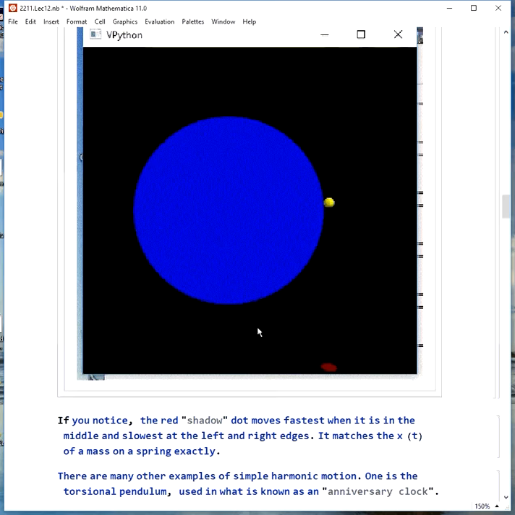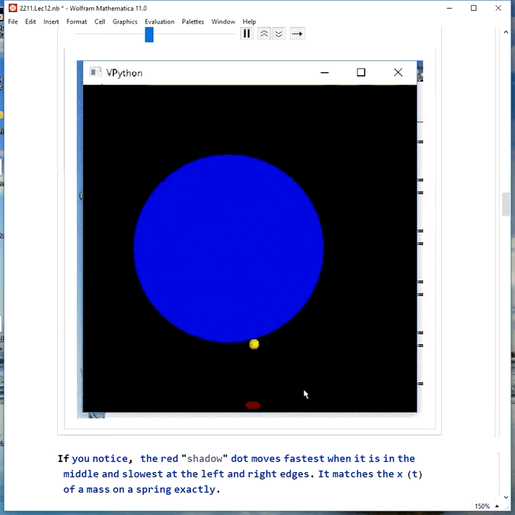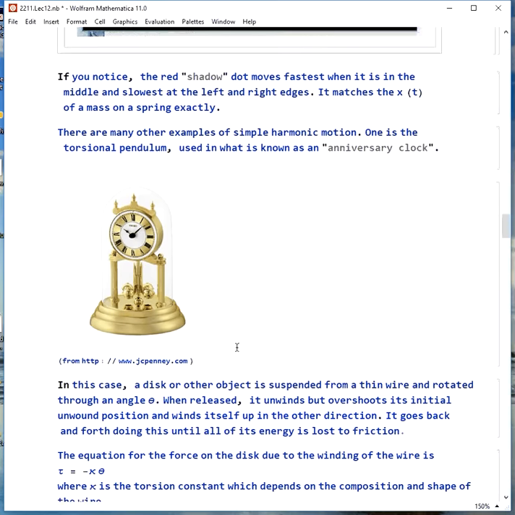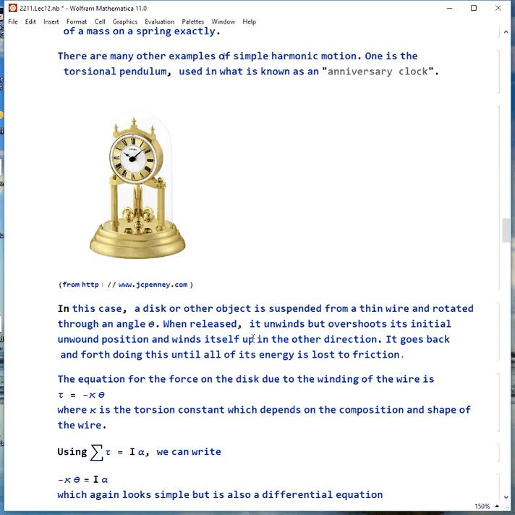There are other kinds of simple harmonic motion besides the ones we've looked at. One of them is called the torsional pendulum, and it's used in this clock pictured below. This is called an anniversary clock for some reason. You see these 4 little spheres at the bottom that are all connected. The way this works is you wind it up by moving these things around and around. They're hanging from a wire.